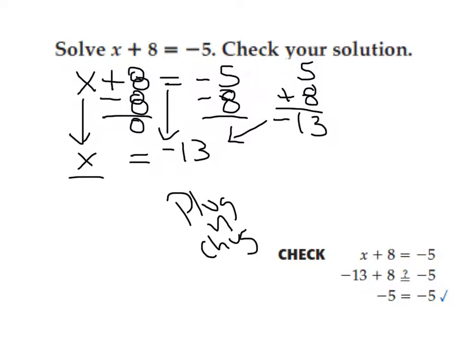Wherever there's an x, I plug it in and I go ahead and solve, and I say to myself, a -13 plus an 8. Signs are different. I subtract, I get 5. 13 is the largest absolute value, so I keep the negative, and a -5 does equal a -5.